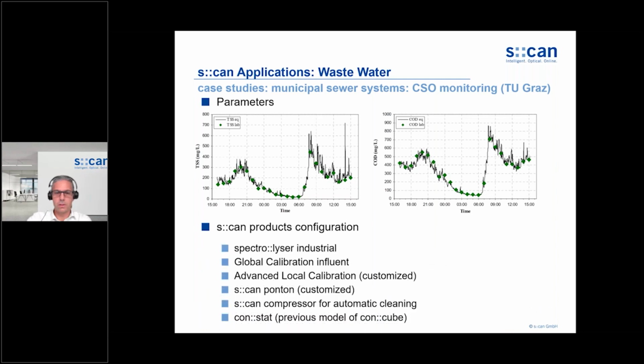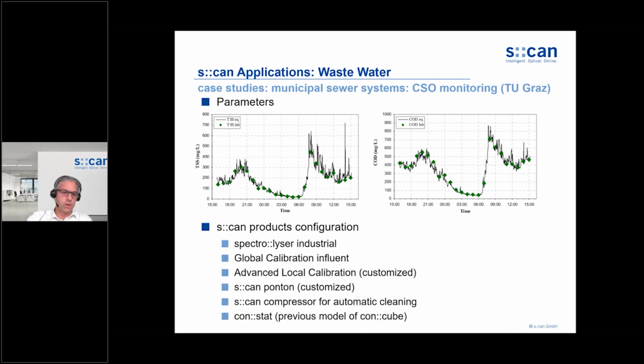The configuration they used was the spectrolyzer industrial with the global calibration influent. They also did an advanced local calibration. Our colleagues did support them, and in this way we were able to match the laboratory very, very precisely. The ESCAN pontoon, a customized solution for installation, was used. The ESCAN compressor for automatic cleaning was used, and the con::stat was used. This was the older model of the con::cube nowadays.